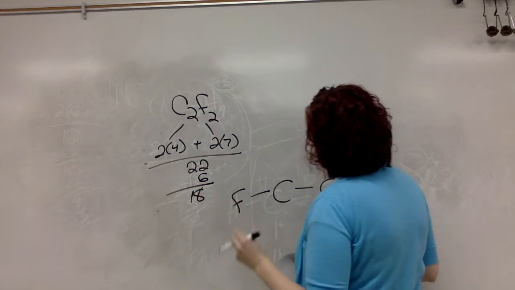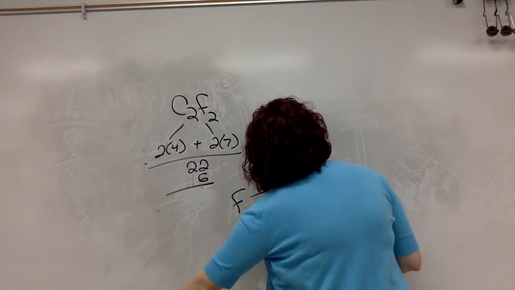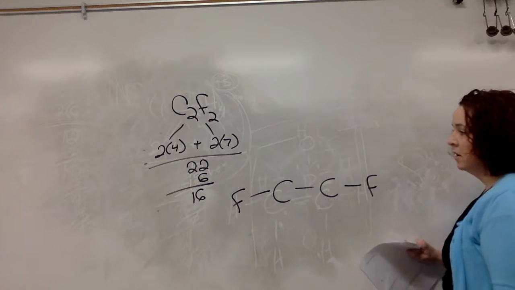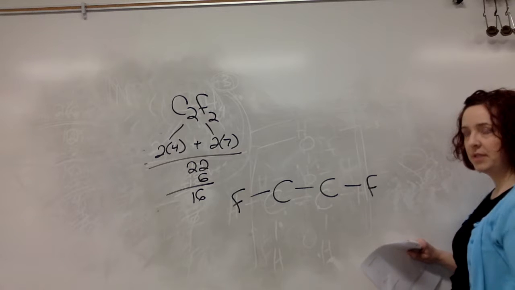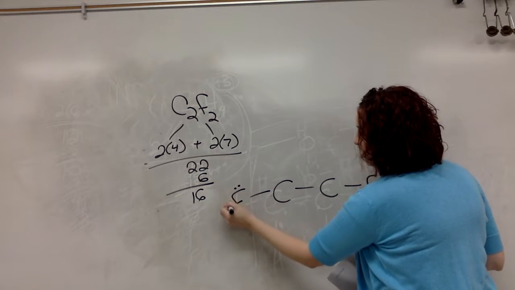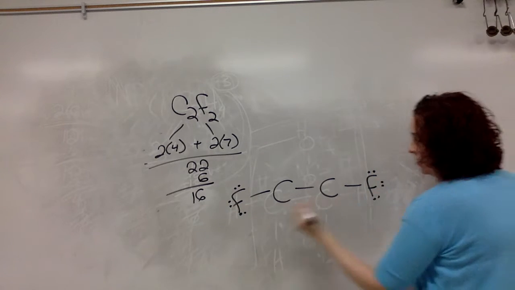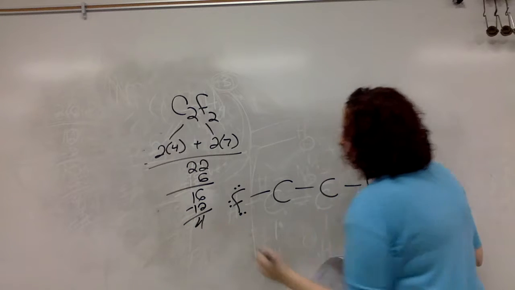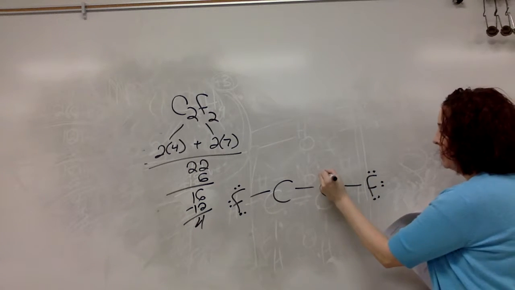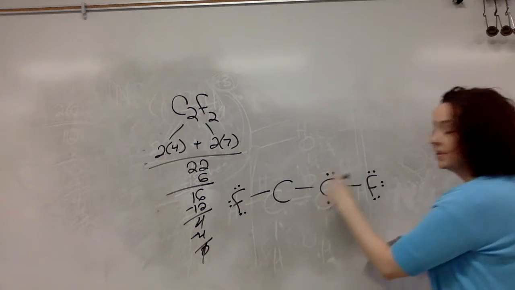Okay, when I subtract, 2, 4, 6. Okay, so what is that, 18? No, that's definitely not 18. Oh, golly, 16? Sorry. Okay, so we have 16 dots. Let's make the fluorines happy. 1, 2, 3, 4, 5, 6, 7, 8, 9, 10, 11, 12. Okay, I have 4 left. I'm going to take one of my carbons and make him happy. 1, 2, 3, 4. So now this carbon's happy.